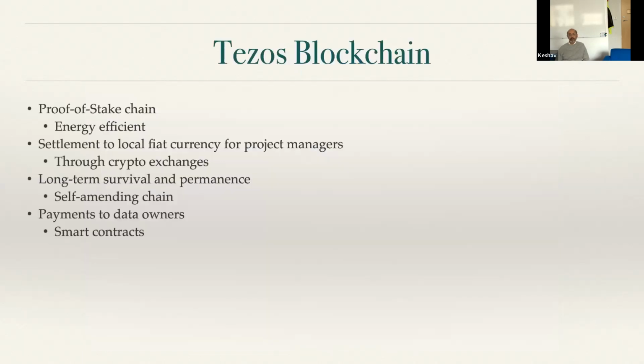So the blockchain we chose was Tezos, in part because it's energy efficient. It's a proof of stake chain. So sort of back of envelope computation is about 100 million times more energy efficient than Bitcoin.